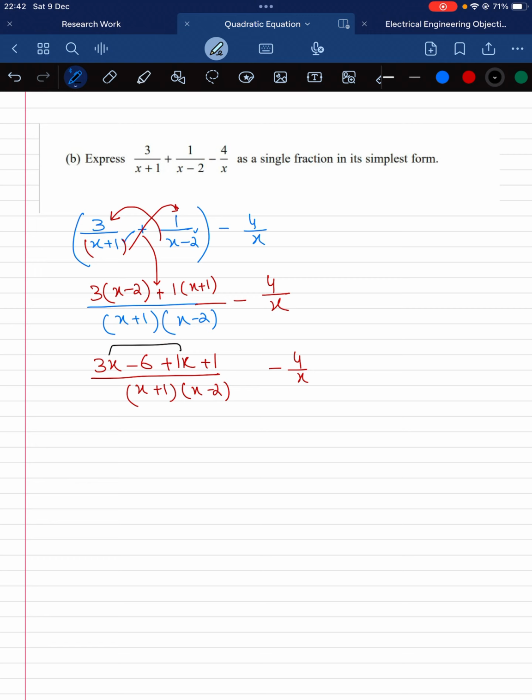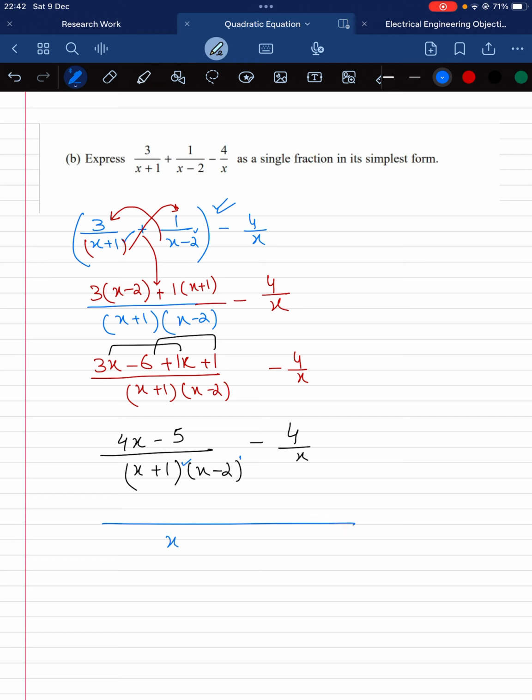Now you can see that these two terms will be added, so 4x minus 6 and plus 1 will give you minus 5 over x plus 1 and x minus 2 minus 4 over x. Now we have again two terms. Now we will take the LCMs again as we did in this step. So now our LCM will be all of these terms. Now we have three terms in the LCM: x plus 1, x minus 2, and x.